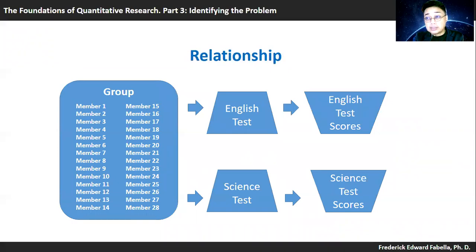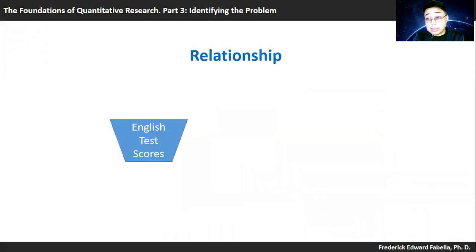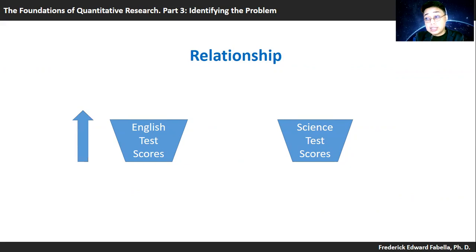So what can you do next? With your English test scores and your science test scores, try to see if, when you have high English test scores, the science test scores are also high. Or whether, if the English test scores are high, it influences the science test scores by yielding lower scores. Okay, so that's a relationship.